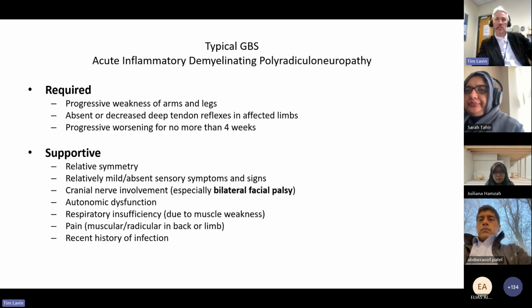It's a progressive weakness of arms and legs with absent or decreased deep tendon reflexes in affected limbs, worsening for no more than 4 weeks. So the story cannot be longer than 4 weeks by definition. What is supportive is relative symmetry, and mild or absent sensory symptoms and signs. Remember what we talked about. Cranial nerve involvement can be supportive, especially bilateral facial weakness. Autonomic nervous system dysfunction can be supportive. Respiratory insufficiency due to muscle weakness, obviously, as we talked about, and that muscular radicular pain that people get, with a recent history of infection. So what we've talked about here is we clearly have the required criteria, and we obviously have some quite strong supportive criteria as well when they present.